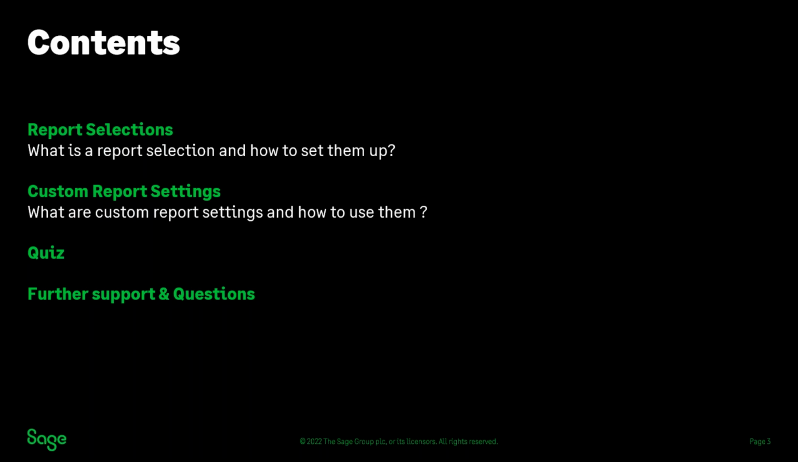So we're going to have a look at report selections first. So what are report selections, and how do you go about setting them up? The next one is custom report settings, which we'll jump into after that. So what are these? What are custom report settings, and how do you go about using those as well? And then to finish things off, because it is just a short session, about half an hour long, we've got a little quiz to run through as well to get you a bit engaged. Now, it is completely optional, and all answers are anonymous as well. And finally, we'll finish off with any further support, and of course, a little bit of time left over for questions if you have them.